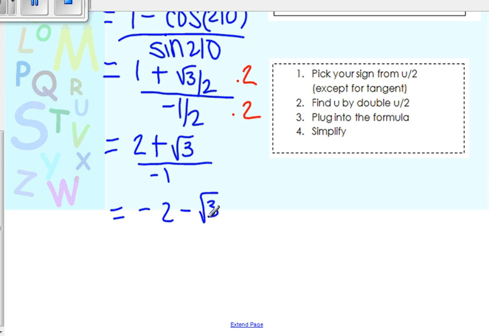Again, with all those negatives being there, it kind of makes sense because we are supposed to get a negative number in tangent for the second quadrant, okay?